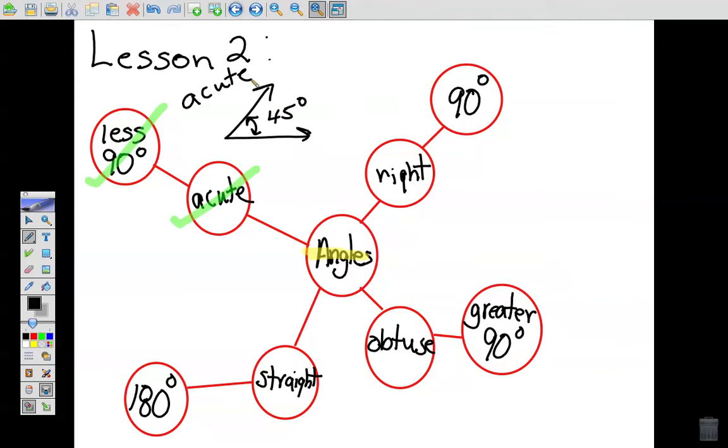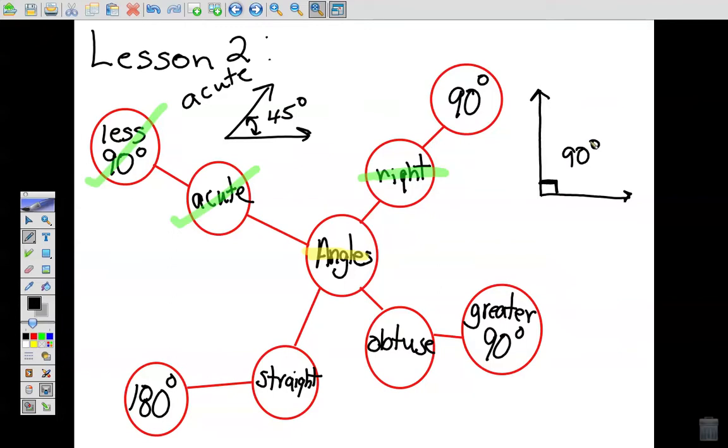Now I'm going to jump ahead here. I'm going to go to this one right here. Now, another type of angle we have is what we call a right angle. And right angles are really easy to remember. A right angle is where those 2 lines or rays form a perfect L shape. And usually you designate a right angle with that little box there, meaning that it is 90 degrees.